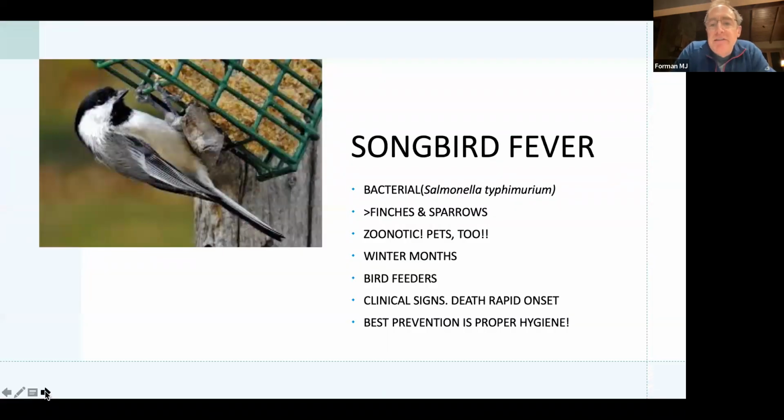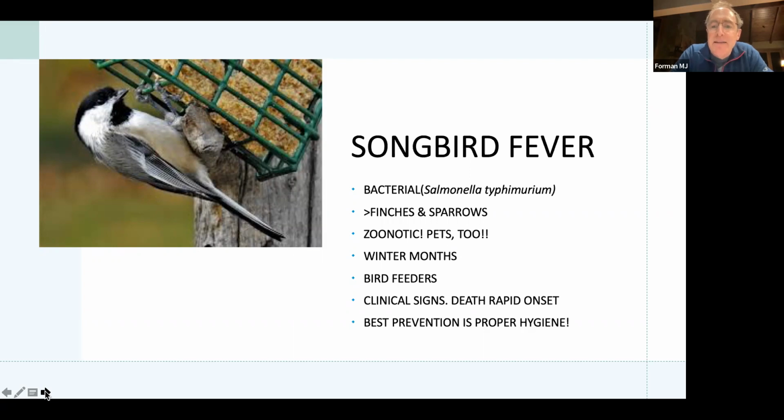So the first disease I'm going to talk about is songbird fever, and a lot of you are probably familiar with this particular disease. This is a bacterial disease, and it is due to Salmonella Typhimurium. Salmonella is something that is ubiquitous in all species, and unfortunately can be in a carrier state where the patient is not exhibiting any clinical signs, or in a clinically significant state. And that makes it really, really difficult.